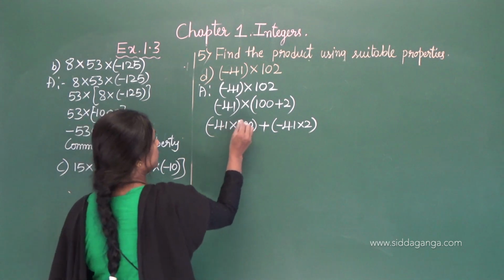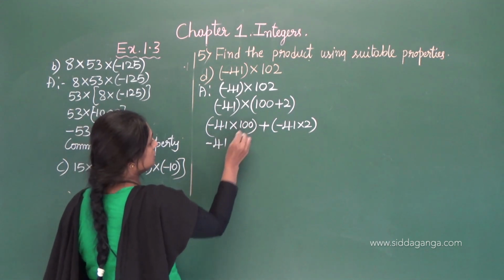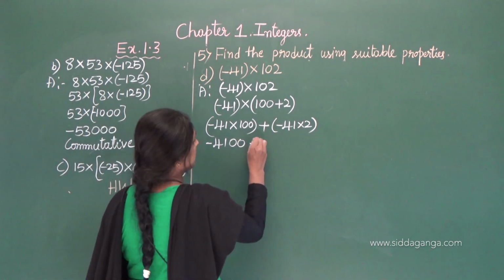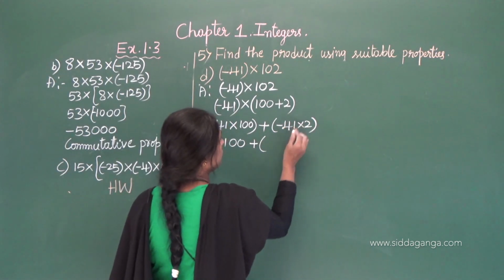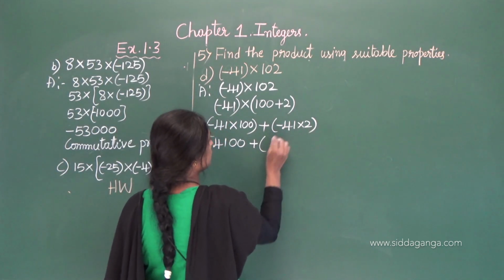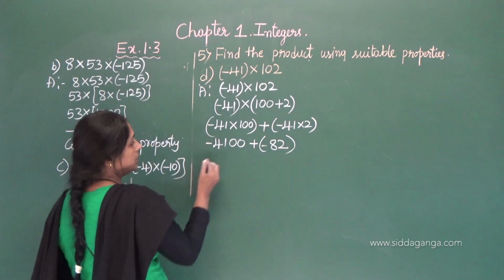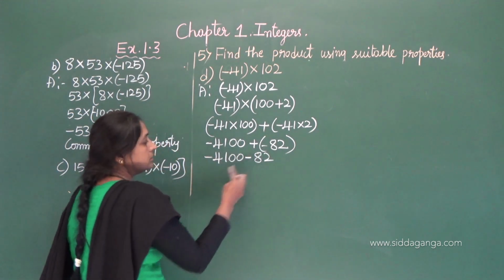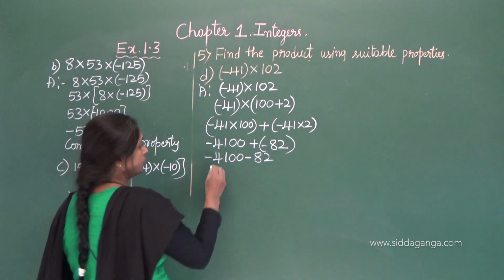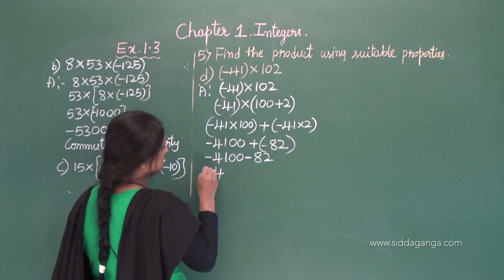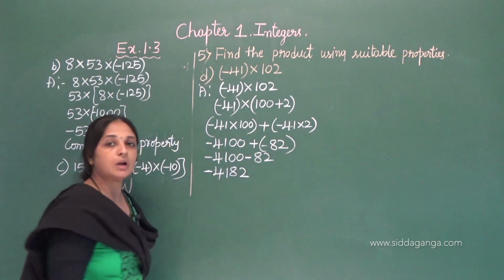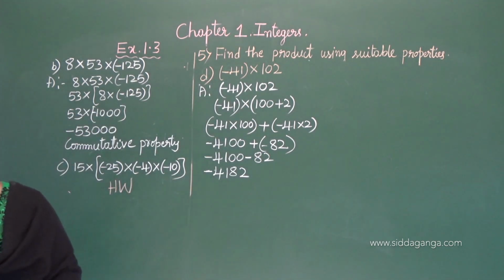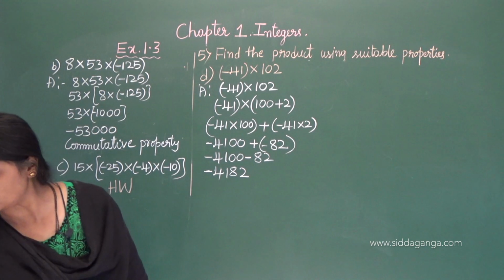Like this. Minus 41 ones are minus 41. Keep 2 zeros, then it will be minus 4100, plus minus 41 into 2. 2 ones are 2, 2 4s are 8. It is minus 82. So take it out from the bracket, plus into minus is minus 82. These two are negative integers, then you can add those. Minus 4182. The answer is minus 4182. Here the property used is distributive property.